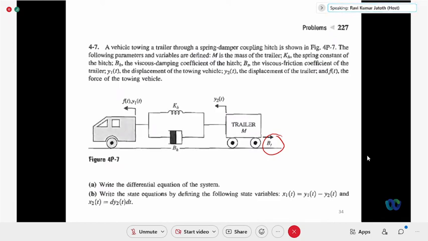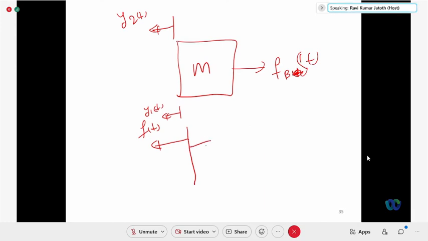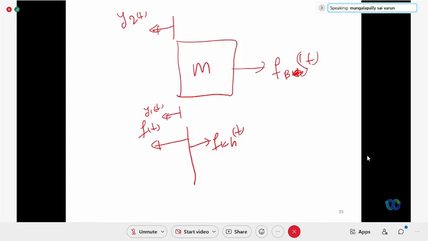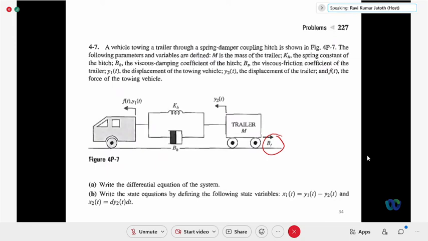So FKH, H is the hitch connected between the towing vehicle and trailer. FKH is in this direction. FBH is also opposite to the movement, because the body is connected to the engine; when it is moving in this direction, it opposes. Right, this is about the point mass. And what happens about the trailer? FKH and FBH will be in the Y2 direction or opposite to it? In the Y2 direction, sir. Is this clear, all of you?